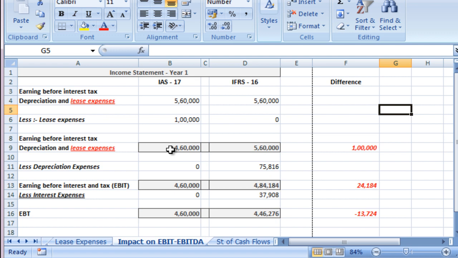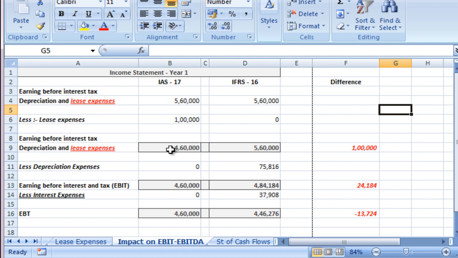So there will be an increase in EBIT also. If you can see, the EBIT has jumped up by 24,184 as compared to the prior period because of the introduction of IFRS 16. And now the interest expense, because there is no concept of interest expense in IAS 17, I have deducted 37,908.